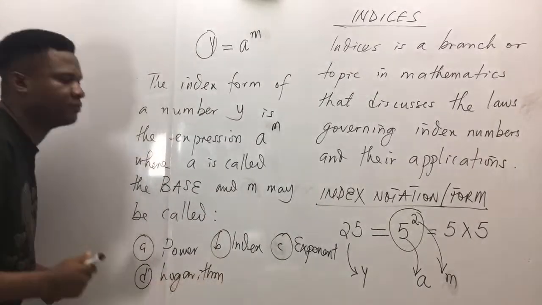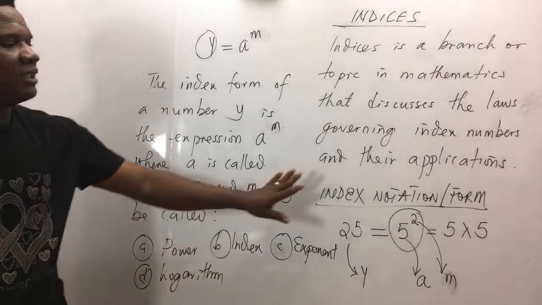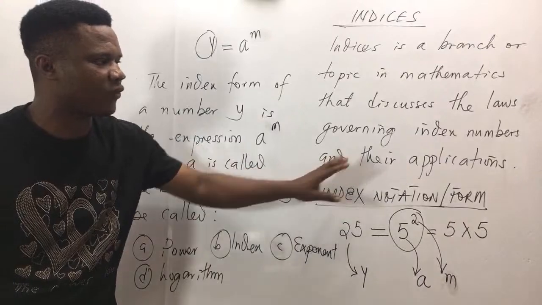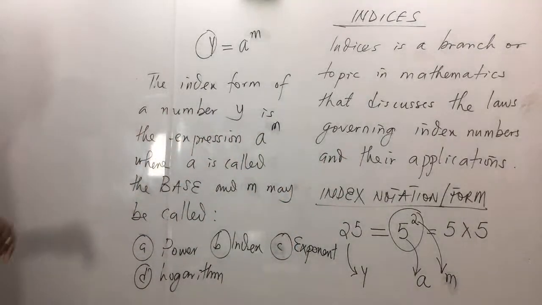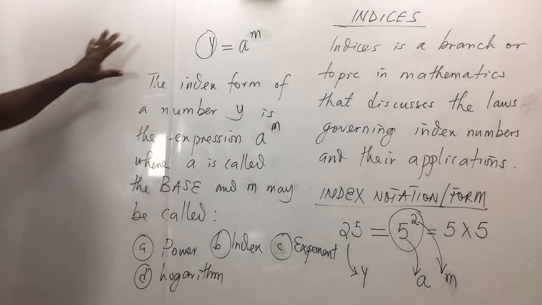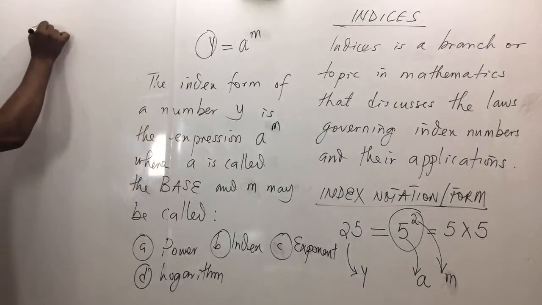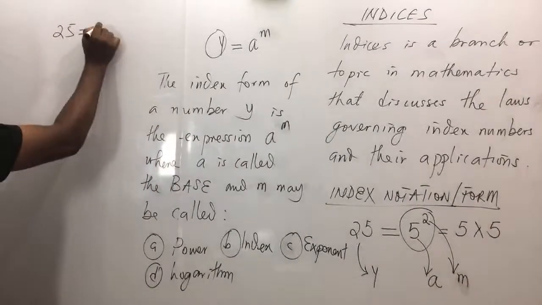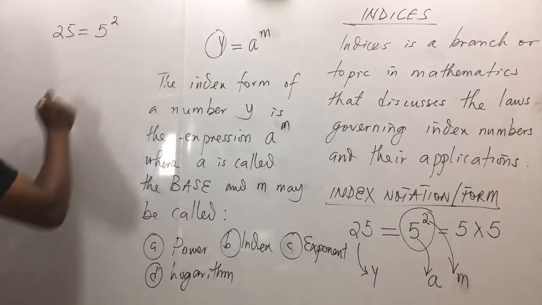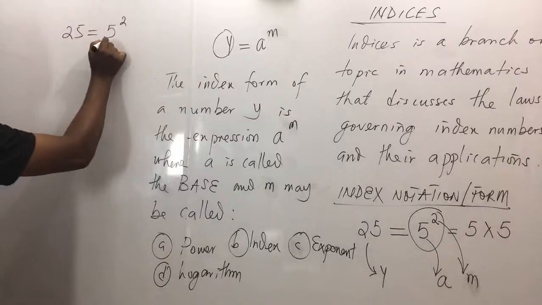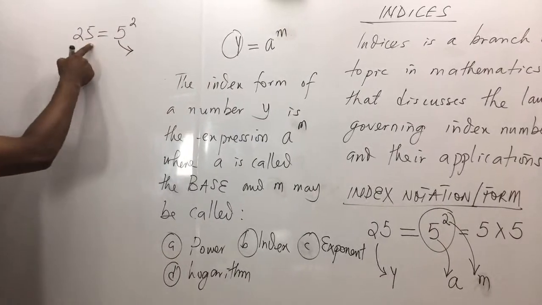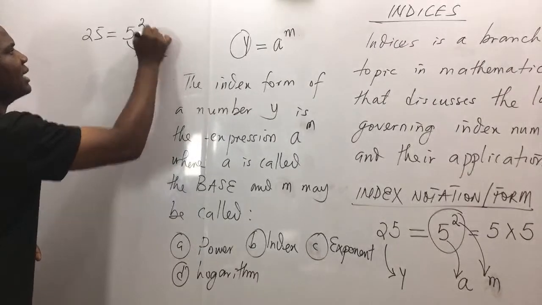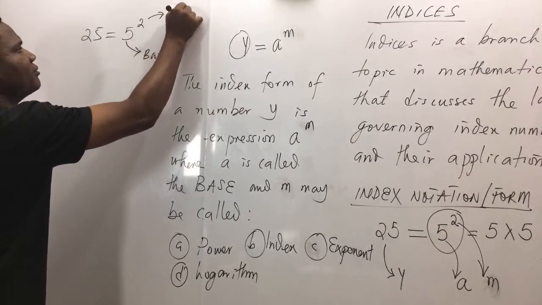Okay? So that explains the description on index notation or index form. Now let's take several examples on index form. What is the index form of 25? It is 5 raised to power 2, implying that in the index form of 25, 5 is the base and 2 is the power.